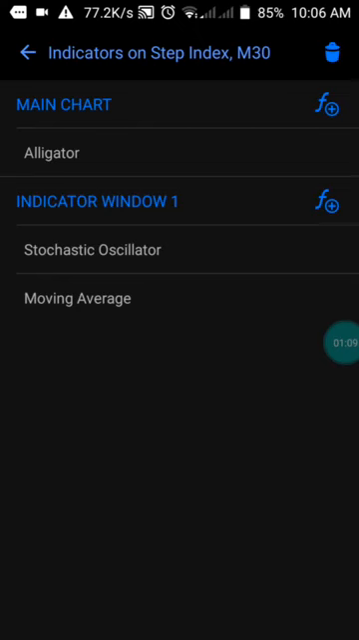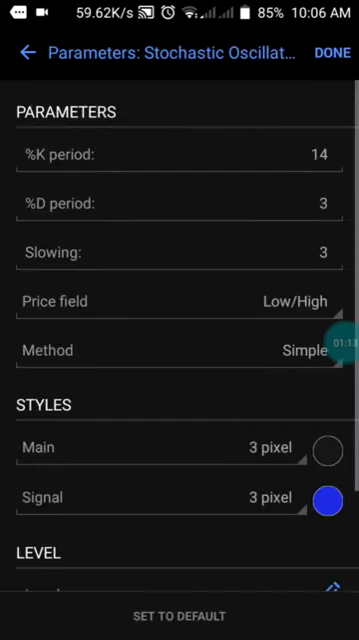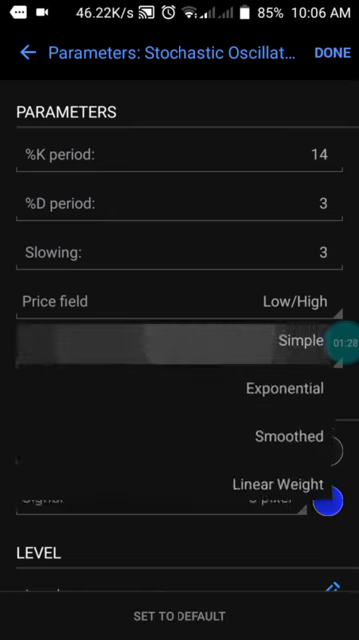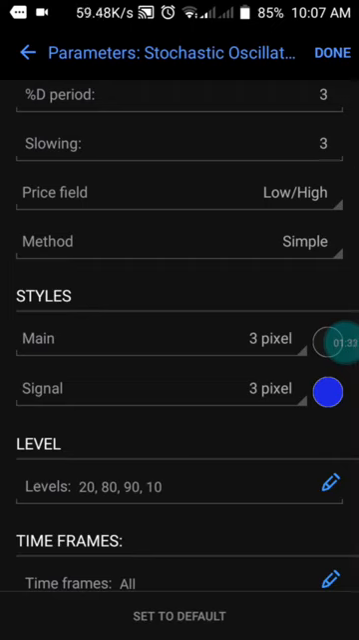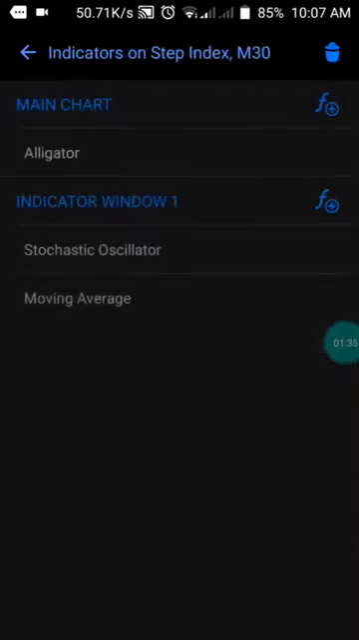Then we move to the first indicator window, which is the oscillator. We have the K period of 14, the D period of 3, the slowing of 3, the price field of low and high, and the method is simple. We have our two styles in black and blue. You press done. Then we have the moving average here, with the values 20, 80, 90, and 10. You press done.